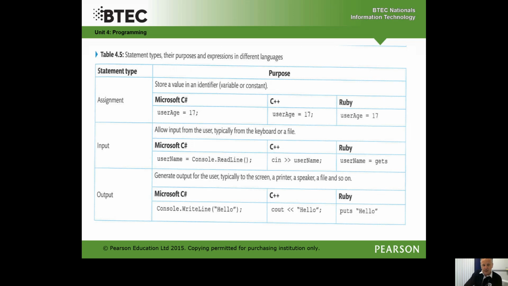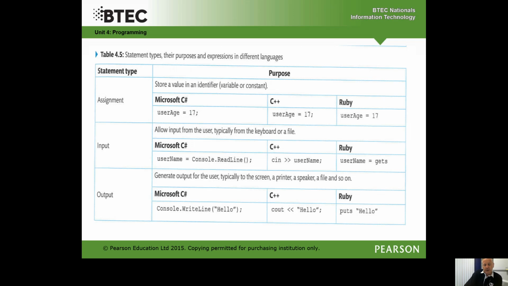Now, looking at some more examples of statement types, the purposes and expressions. An assignment, as you can see in Microsoft C#, so we're assigning user age to a value of 17, similar in C++. In Ruby, it doesn't require the semicolon at the end. Input, so username in this case equals console.readline bracket semicolon. In C++, cin to greater than symbols username. In Ruby, username equals gets. That's when you're wanting input from the user to type in a username.